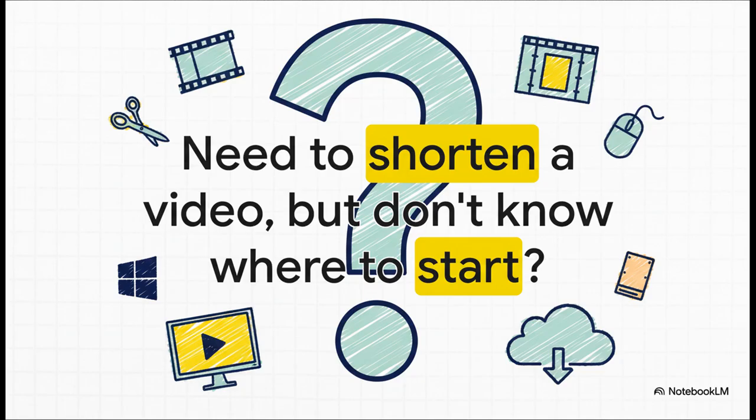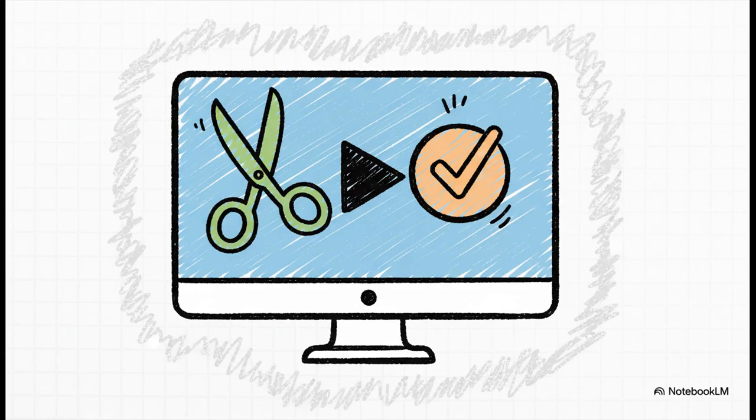You need to chop off that awkward pause at the beginning or the part where you fumbled with the camera at the end. But the idea of opening up some big complicated video editing software just feels like way too much hassle, right? Well, here's the great news. You absolutely don't have to be an expert. Trimming a video is one of the easiest edits you can possibly make, and your computer probably already has all the tools you need to get it done in just a couple of minutes.